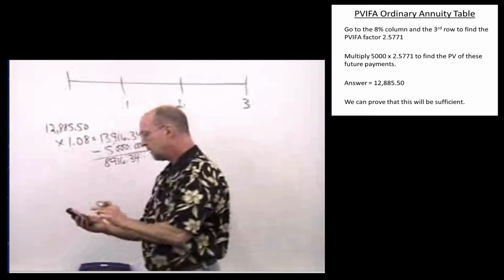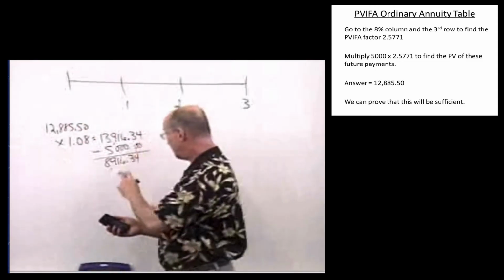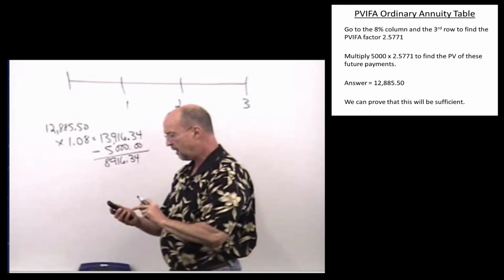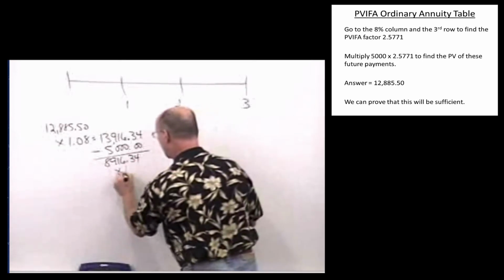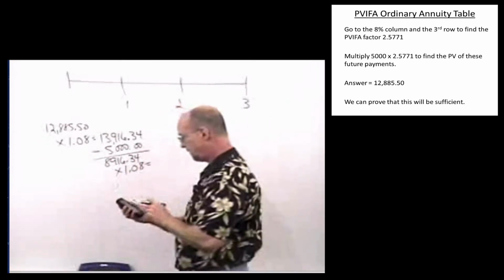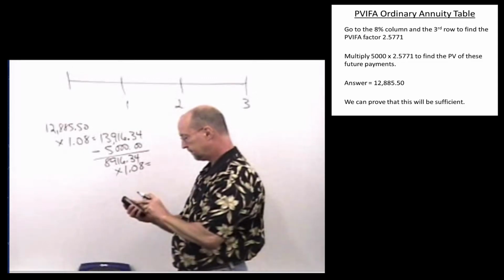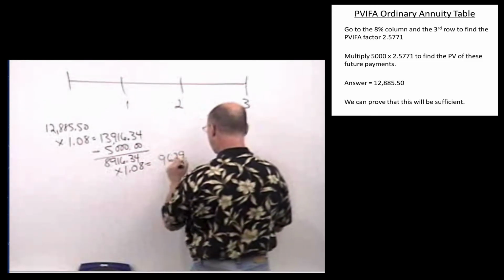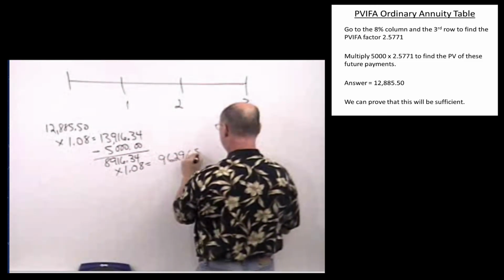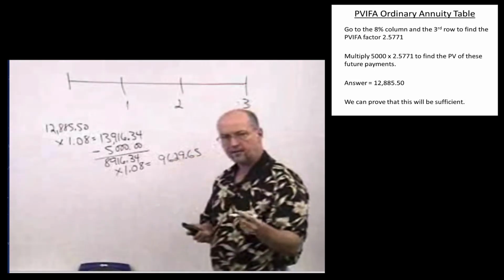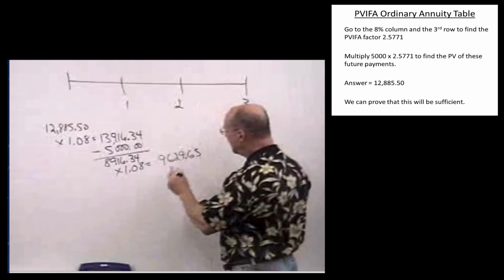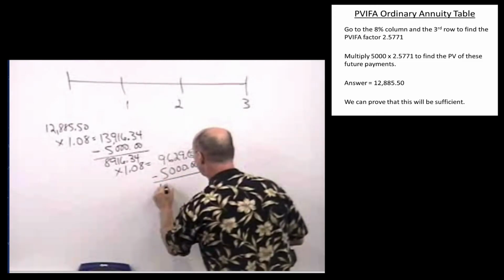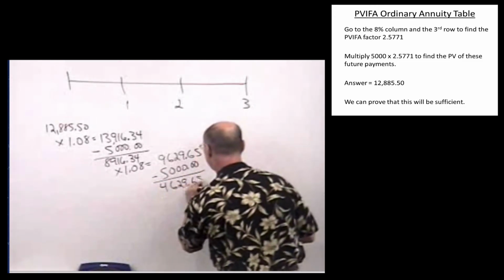Okay, so now let's subtract 5,000 from 13,000. And now I'm going to multiply 8,916 times 1.08. That's going to give me 9,629.65. And again, go ahead, calculate this on your own, confirm these numbers. It's the end of year 2. I'm going to make my second payment of $5,000, which will leave me with $4,629.65.